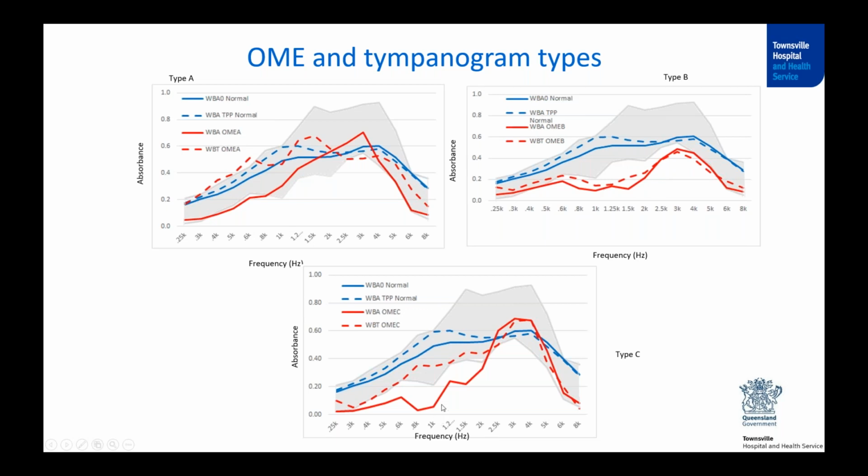In the C type, there was some improvement, but still it was not within normal level because there's still effusion in there. And in the A type tympanogram, we could see improved absorbance at the TPP level. So that was interesting to see that though there was effusion, the absorbance pattern was quite varied according to the type of tympanogram as well.